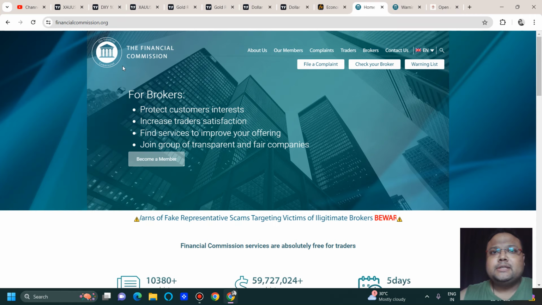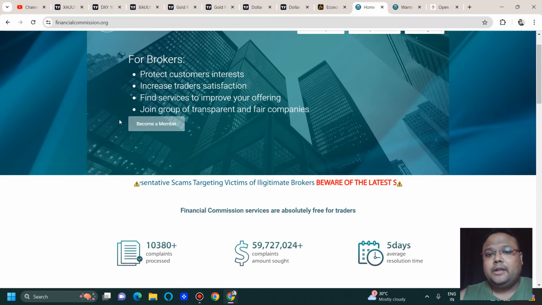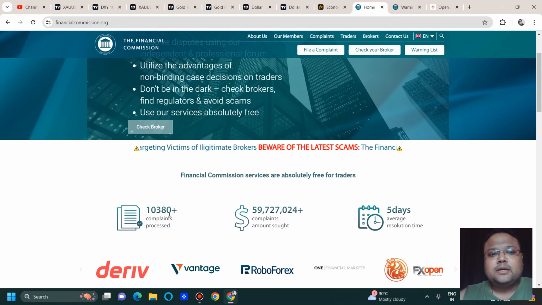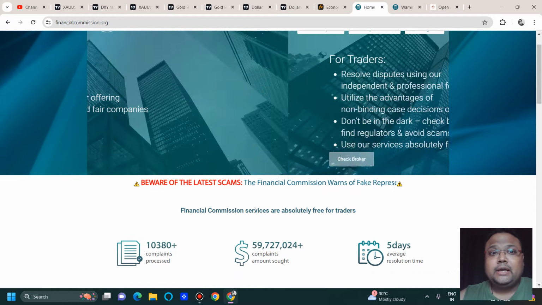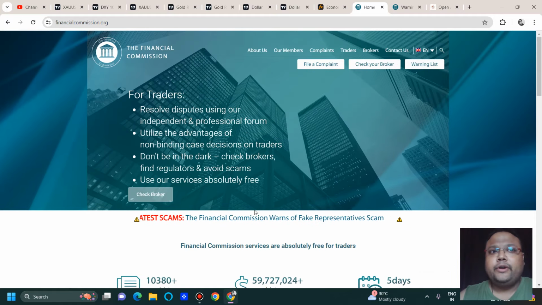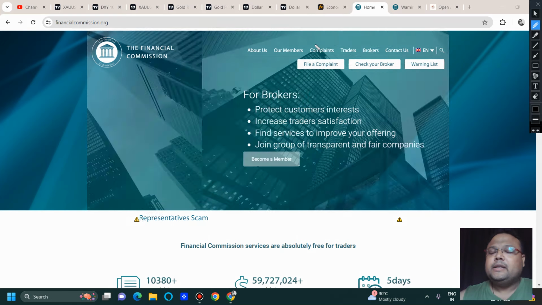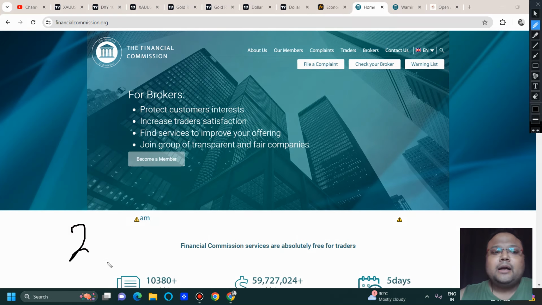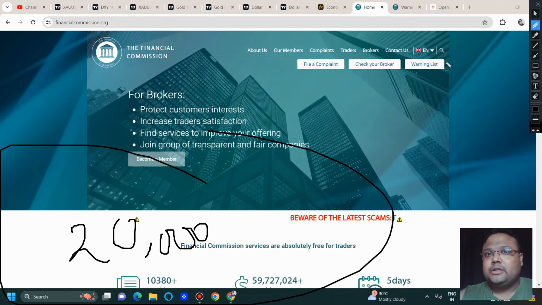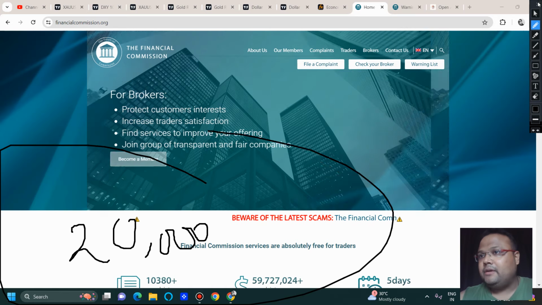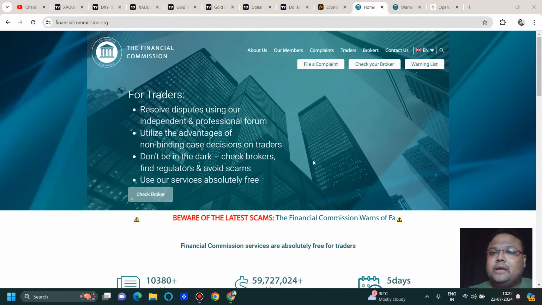But the Financial Commission is an organization that takes care of all the problems. You can see more than 10,000 complaints have been processed and they have paid a huge amount to date to the clients, and it is completely free for traders. But only 40 reputed brokers are members of the Financial Commission. It means if any dispute arises, you can claim up to 20,000 euros from the Financial Commission, and they will give justice to you if the broker is trying to cheat you. And as I said, only 40 brokers are members of the Financial Commission.